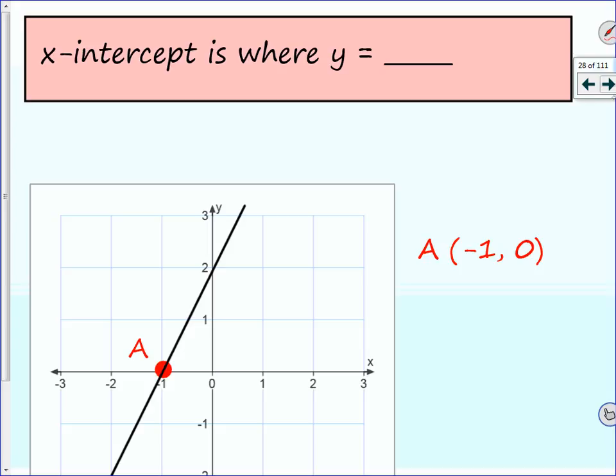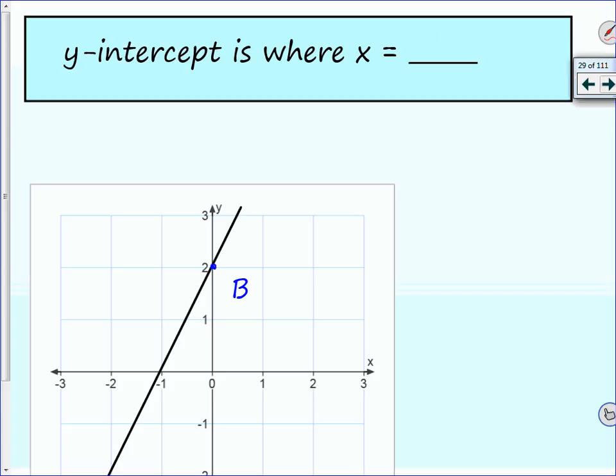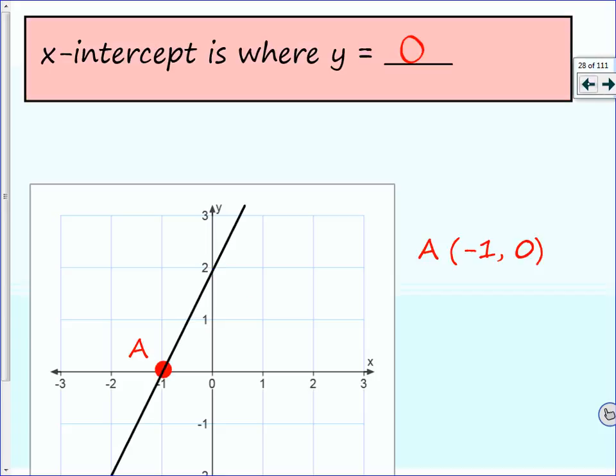So the x-intercept is where y equals 0, because here we're at negative 1, 0, and the y-intercept is where x equals 0. That is a big idea, and one that a lot of people forget. So the x-intercept, y equals 0, and the y-intercept, x equals 0, because you're right on top of the axis. If I'm on top of this axis, my x value must be 0. And back here, if I'm on top of this axis, my y value has to be 0.